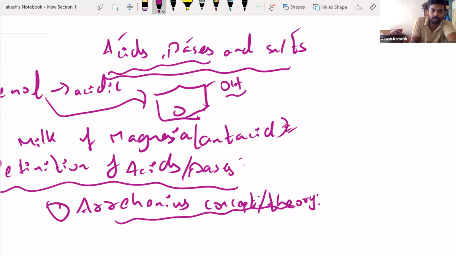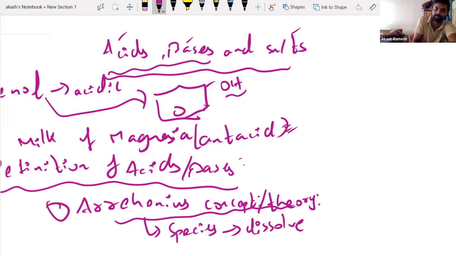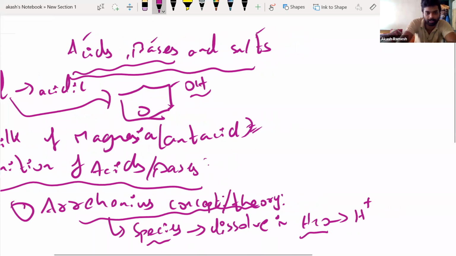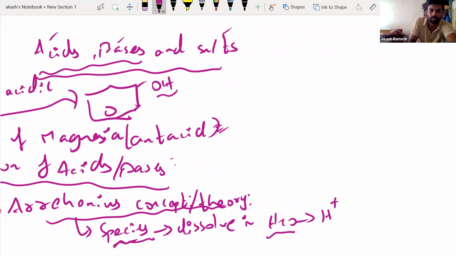So very simply, I have some chemical species, you dissolve it in water, and then if you find that in the solution, this is the solute, H2O is the solvent, together they form the solution, right? So in the solution, if you find H plus ions, that particular chemical species you're talking about is going to be termed as an acid. Okay, guys, you should not say anything which produces H plus is an acid. No, that's a very wrong statement. You should dissolve that particular thing in water, and if it produces H plus, then only it is an acid.